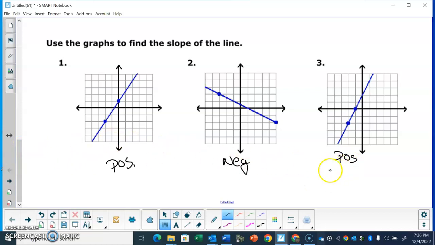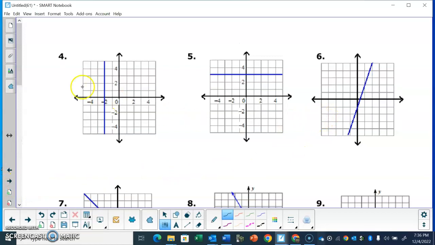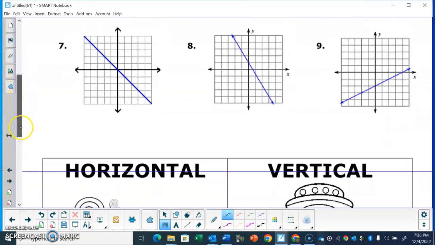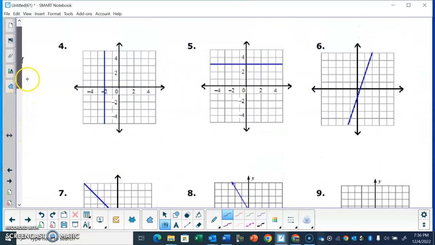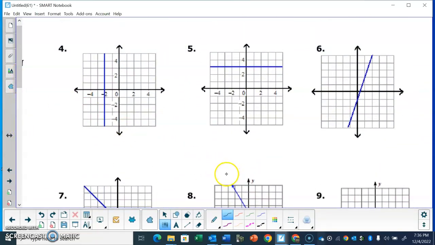All right. So now I want you to pause the video and complete numbers 4 through 9. And I'll put the answers up. So pause the video.